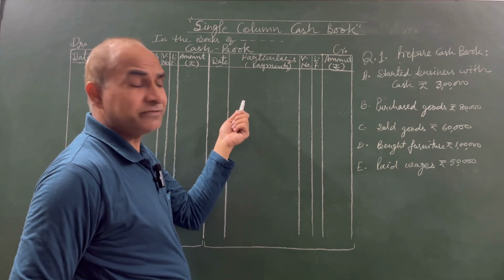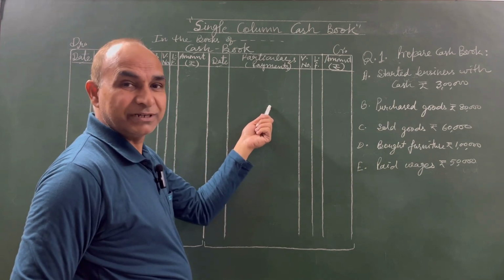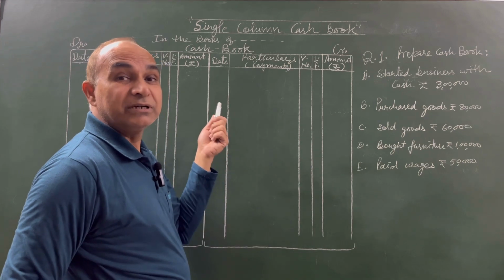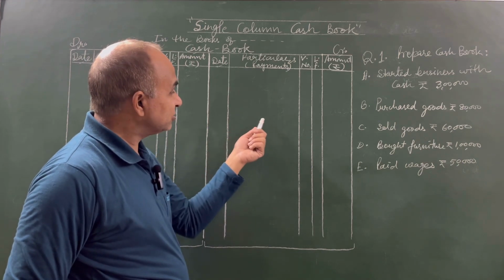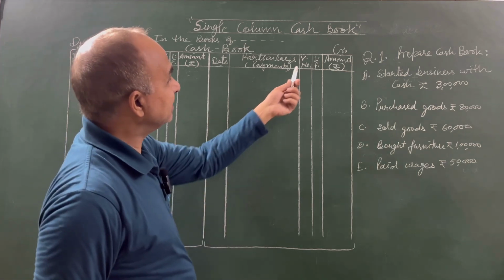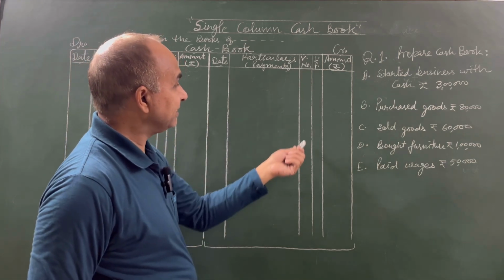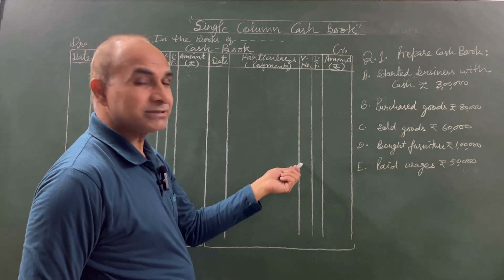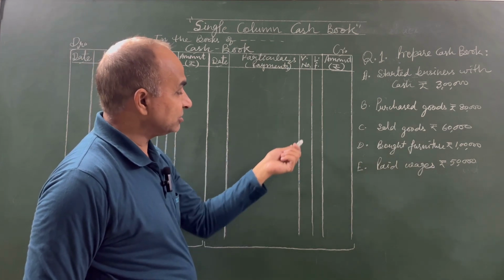We are making payment for repair, we mention here repair. We make payment for wages and salaries, we mention here wages and salaries. The third column is voucher number. Again, voucher number is the document. Serial number is mentioned here.